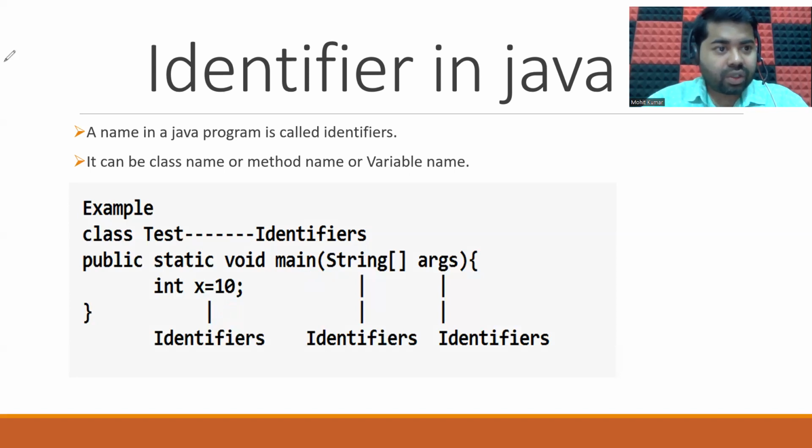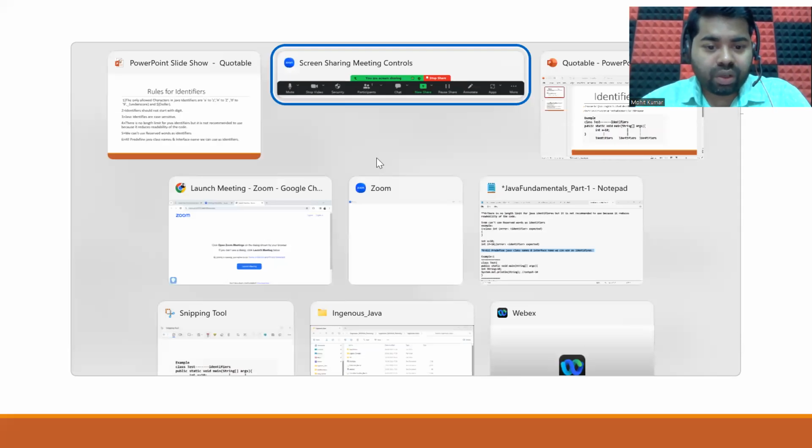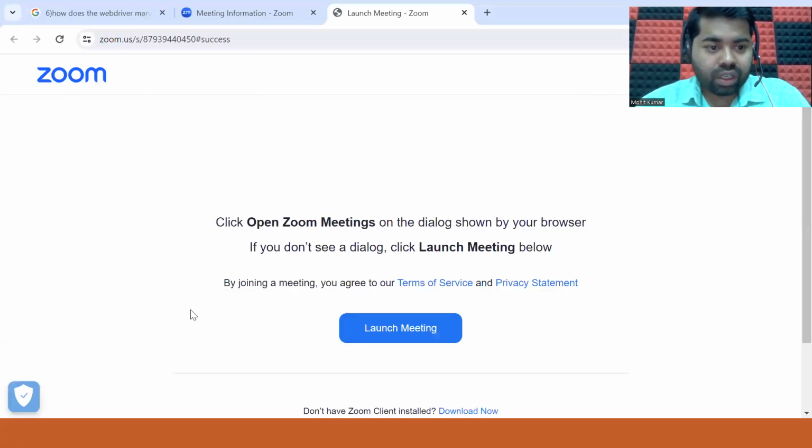Understood, right? So now, when you are defining this identifier, we have to follow some rules. We cannot write anything blindly. The first rule is the allowed characters in Java identifiers are lowercase a to z, uppercase A to Z, 0 to 9, underscore and dollar. So let me show you through example so you will get more clarity.